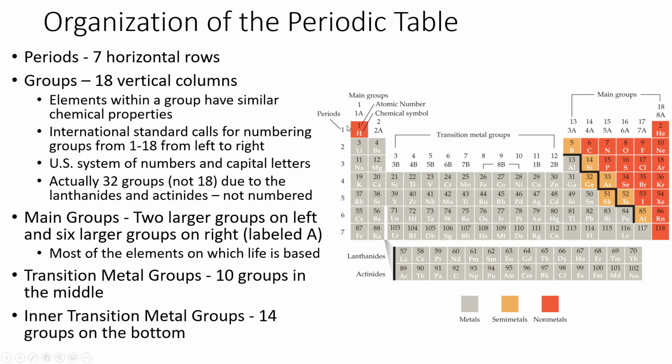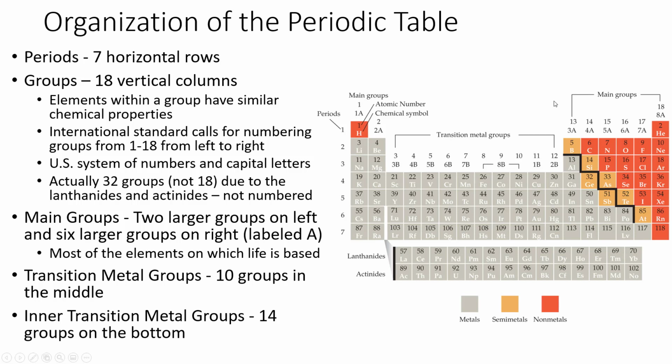So we have 7 horizontal rows, which we call periods, and then we have 18 vertical columns in this main group here. We're going to be excluding the lanthanides that we put here, the inner transition metals. We're not going to include those. So we have 1, 2, 3, 4, 5, 6, 7, 8, 9, 10, 11, 12, 13, 14, 15, 16, 17, 18. So we have 18 vertical columns here.